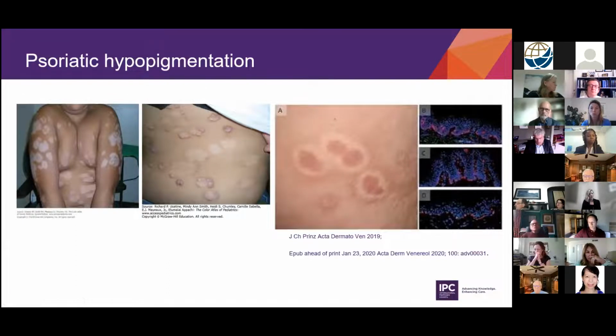Psoriatic hypopigmentation. That is, in psoriasis, we also quite often see changes in the pigmentary system. And we may see hypo and hyperpigmentation. On these slides, hypopigmentation, healing psoriatic lesions where the skin may appear as if it is vitiligo. And especially in patients with a darker complexion, the discolorations of the skin may be very important and may have a tremendous impact on quality of life.